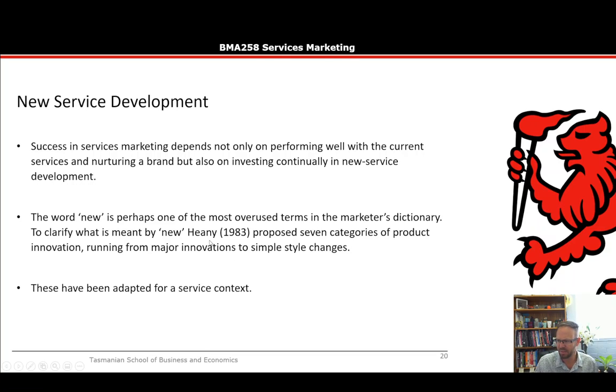And in my experience, sometimes what people think are innovations really are just what the people making the products think are really good. They haven't really thought about why customers would actually want to pay for it. These have been adapted for a service context.